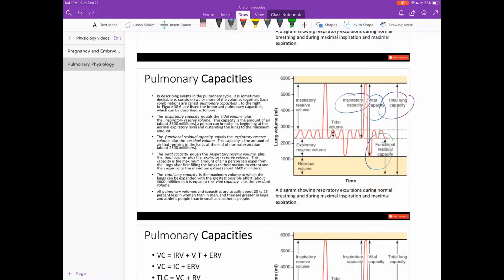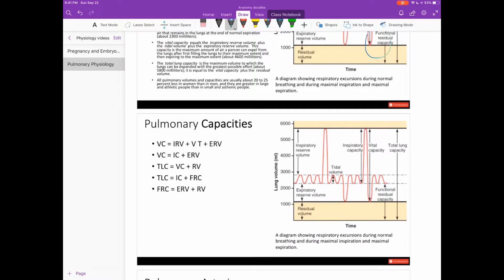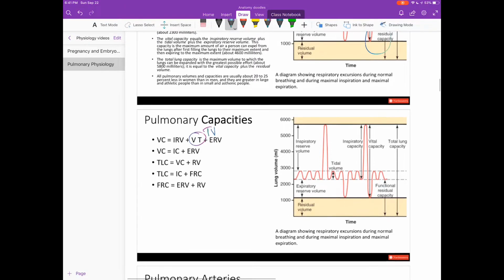So if I took these capacities, they're really simple equations that can be derived. I just noticed that VT here should be tidal volume. There we go. Sorry about the typo. And again, it's simple math, but these volumes are involved in terms of the results that you would see from a spirometry test. So you should know these equations.